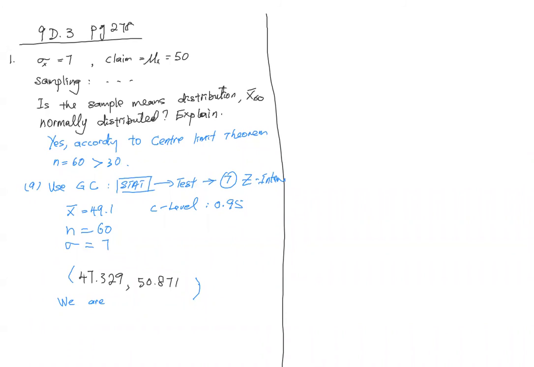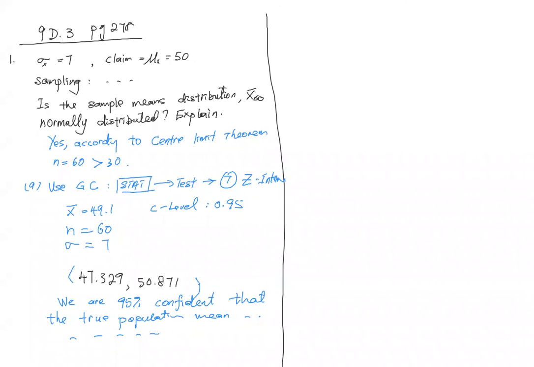We are 95% confident that the true population mean can be as low as 47.329 and as high as 50.871. Okay. So now I want to explain to you.